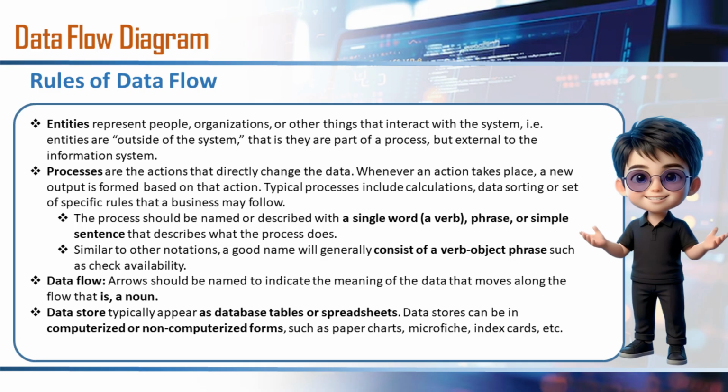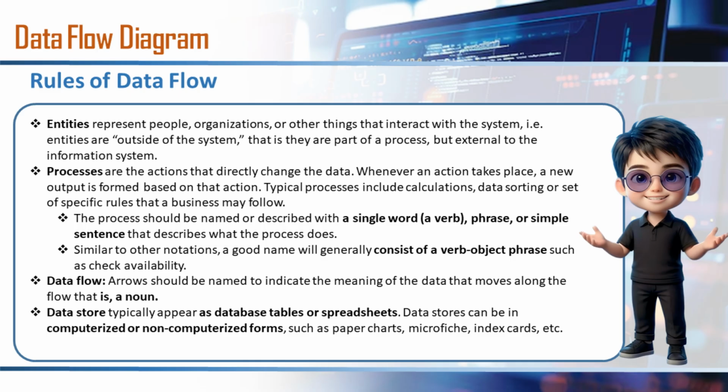A process should be named using a verb, verb phrase, or simple sentence that clearly describes what the process does. A good process name generally follows a verb-object format, such as check availability or process payment. Data flows are represented by arrows and should be labeled with a noun or noun phrase that describes the meaning of the data being transferred. For example, customer information, order details, or payment information are appropriate data flow names.